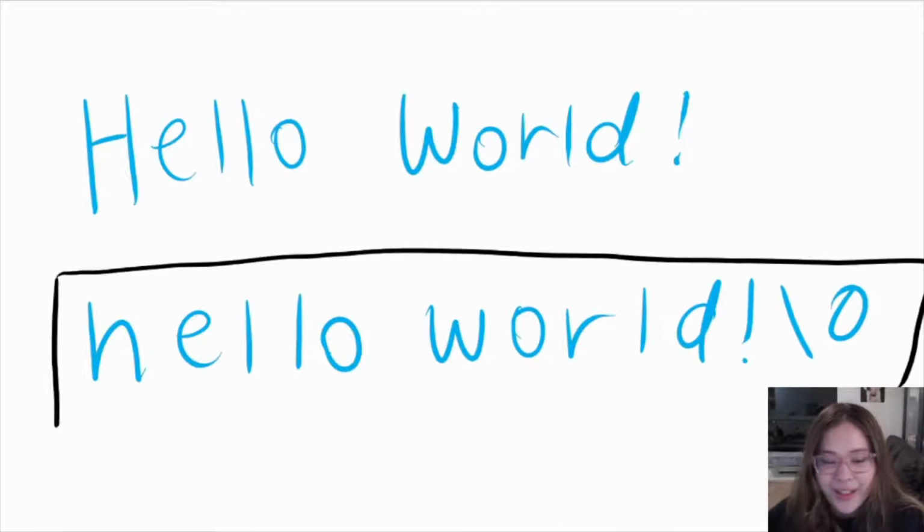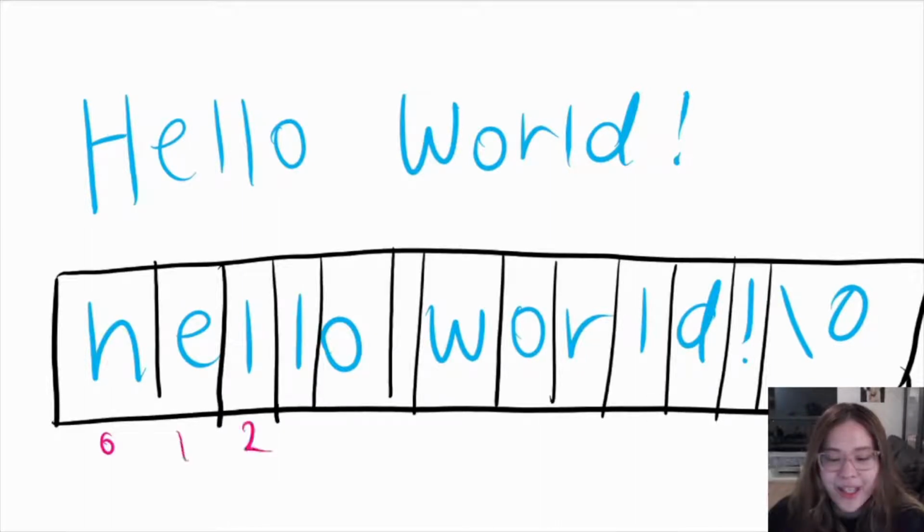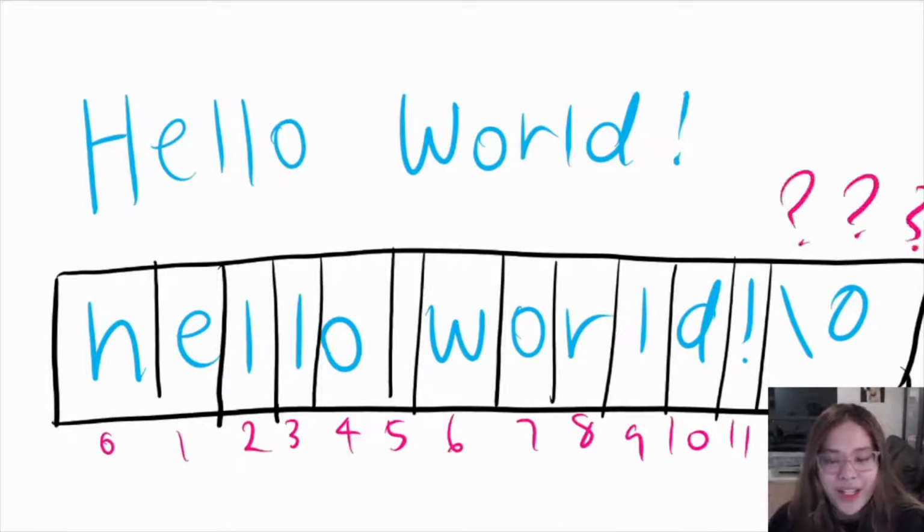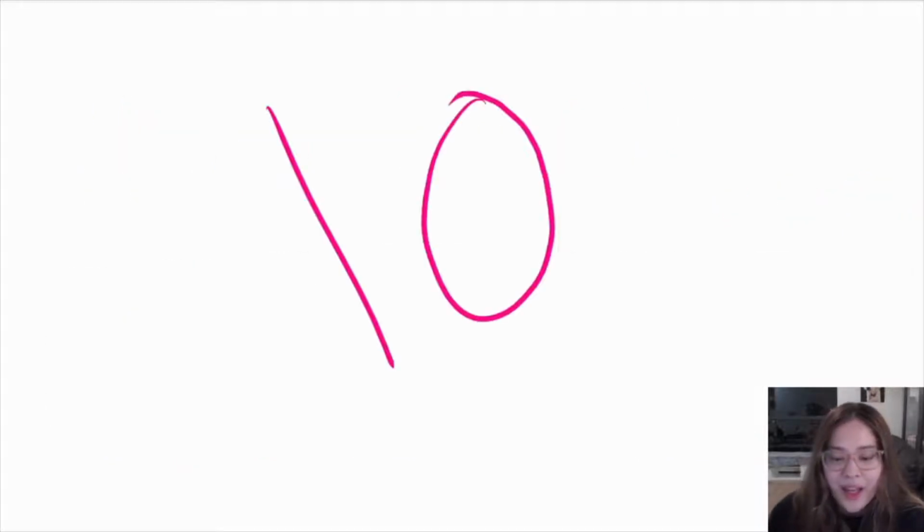Everyone's favorite, hello world. So, what's this weird character at the end? This is actually what differentiates strings from normal arrays. They will always end in this character called the null terminating character. Also, remember that this character will not be displayed as part of the string, but it's actually really useful.